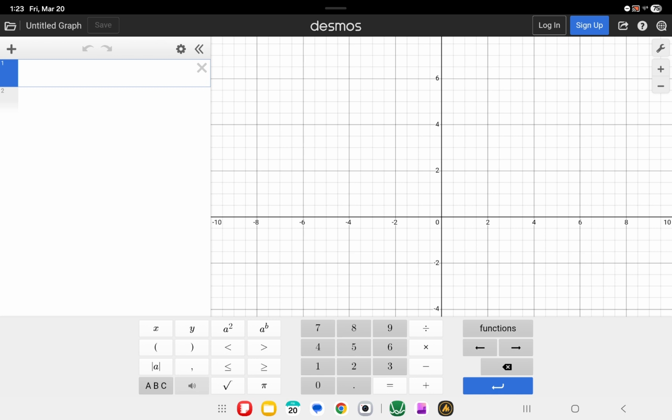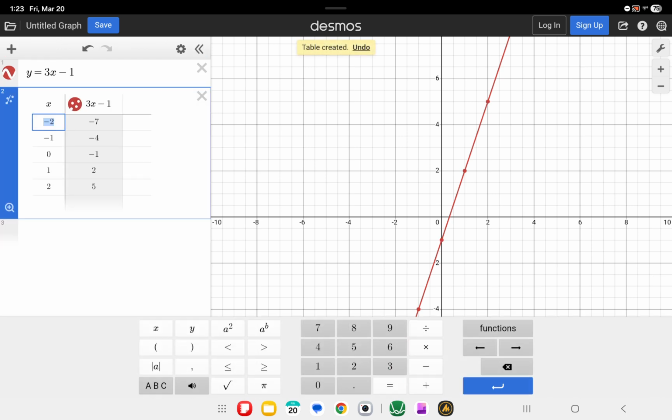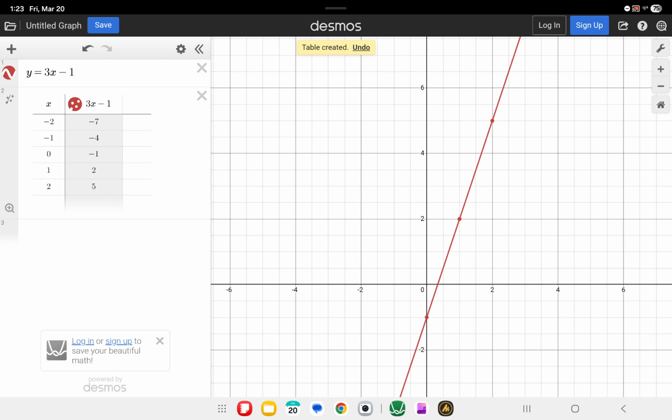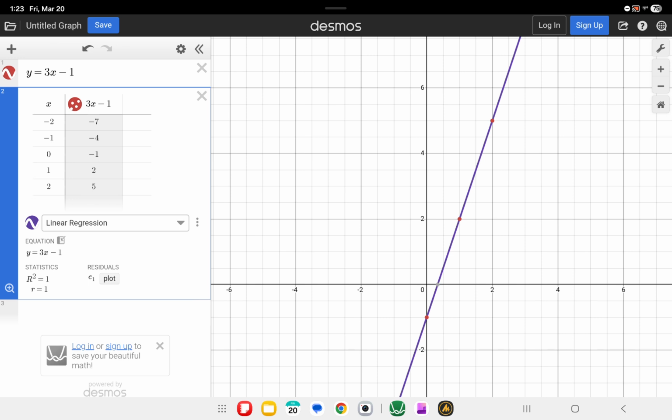I just want to show you what I'd be looking for. For instance, if I wanted f of x, y equals, normally I would type in f of x, but I don't have a keyboard on here right now. Let's do 3x minus 1. The main reason is that I would want to see my table with it as well. Let's grab our table, and I can now see my points. I can zoom in on it, I can zoom out on it. I can ask it to give me my linear regression, and I can ask it for my statistics if I want anything from it.